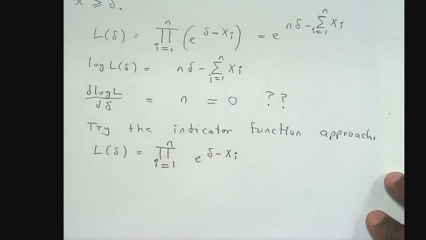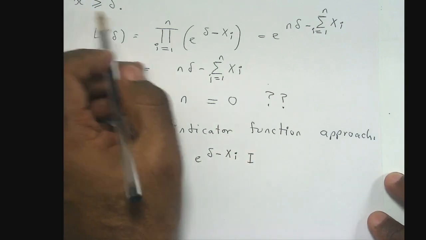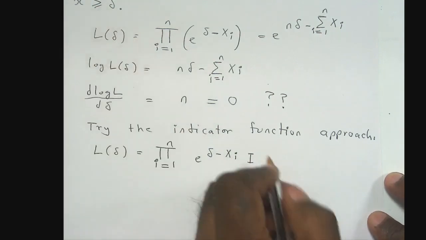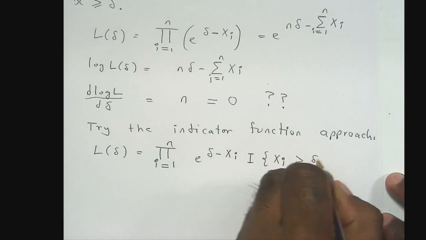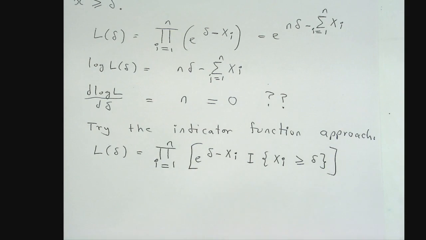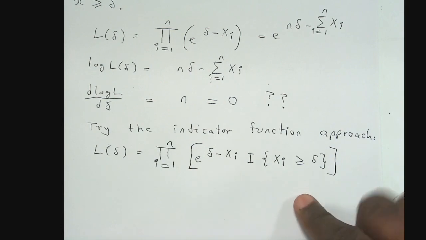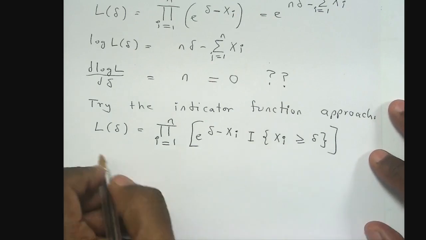Now this time you need to put in the indicator function, remember, that xi is greater than or equal to delta. So you must say that every xi is greater than or equal to delta. So you write your likelihood as the product of this, making sure that you put in the indicator function. So this becomes this.